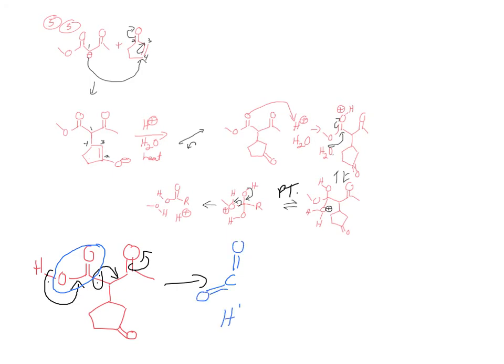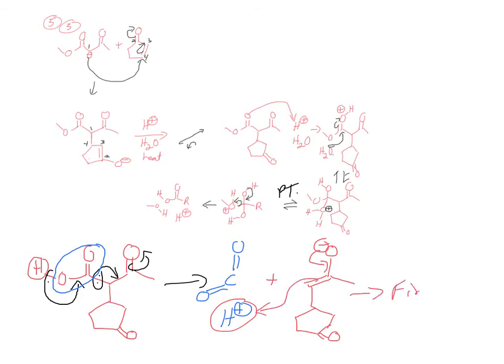We made H+, right? This H right here is this H. And we also made this enolate. Right? And if there's H+ around, what's going to happen right away with that enolate, do you think? It's going to grab it. And that gets you to the final product in your class notes.